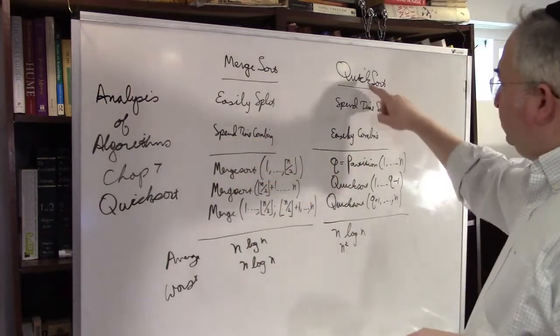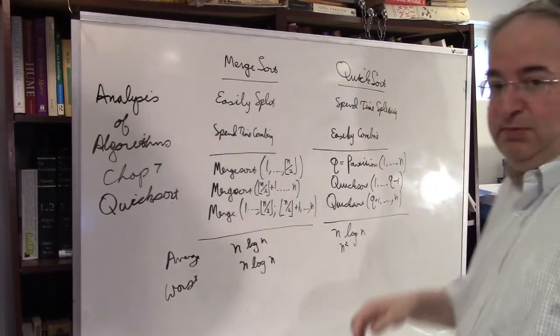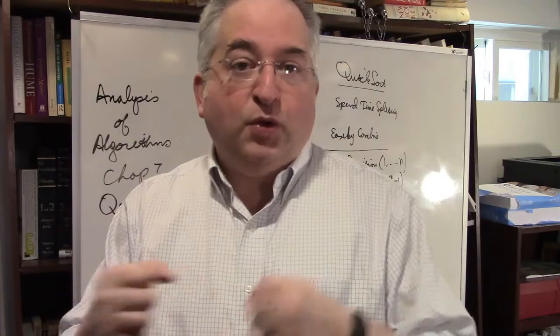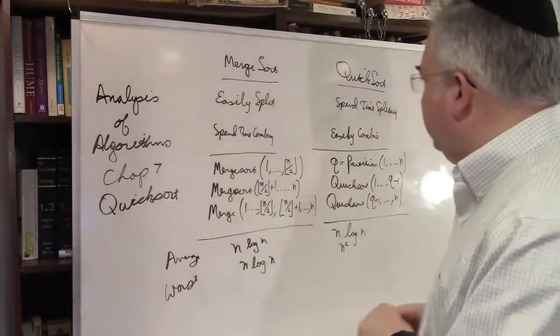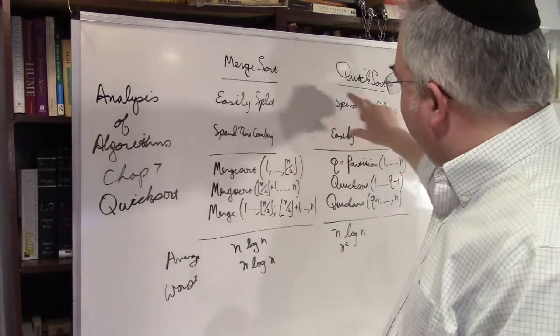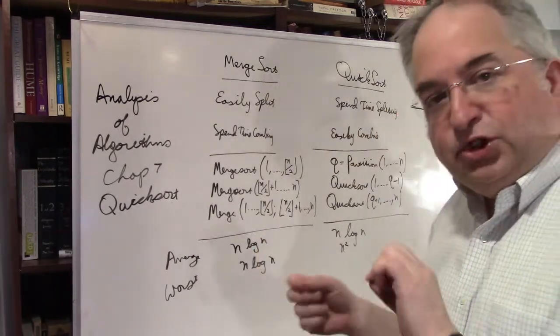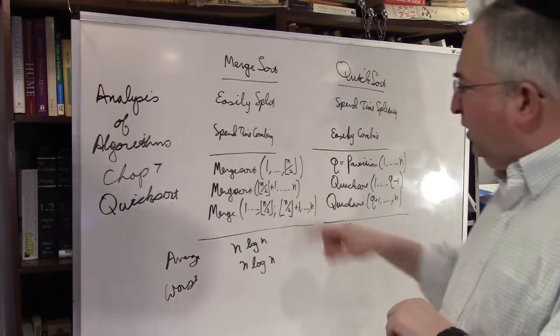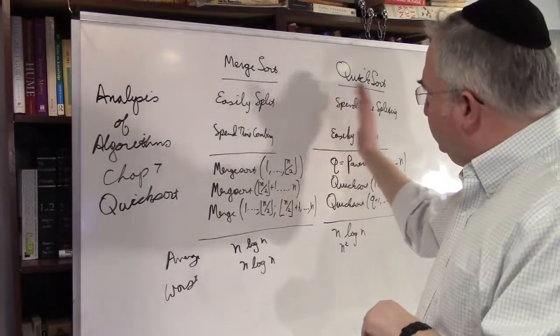As opposed to that, in quicksort we spend time splitting it. We're going to spend most of this chapter talking about how we're going to split the numbers, but then it's easy to combine. So you see, this is a flip. Let me just show you quickly the way the algorithms work, the difference between merge sort and quicksort.